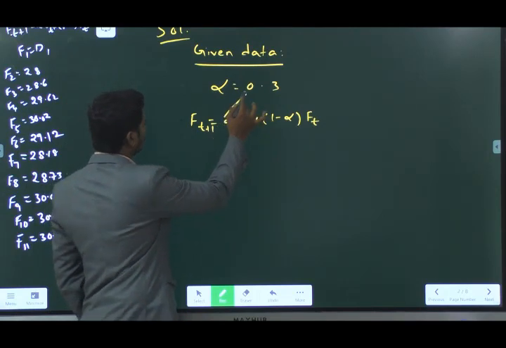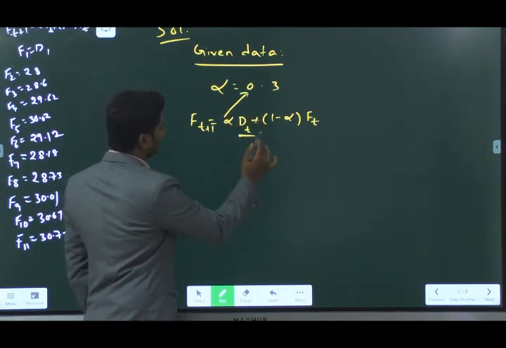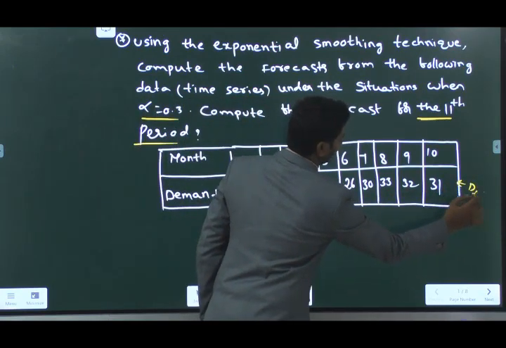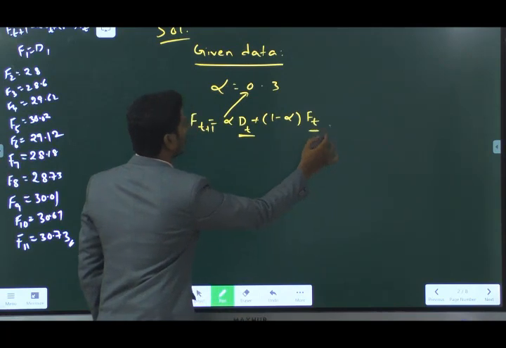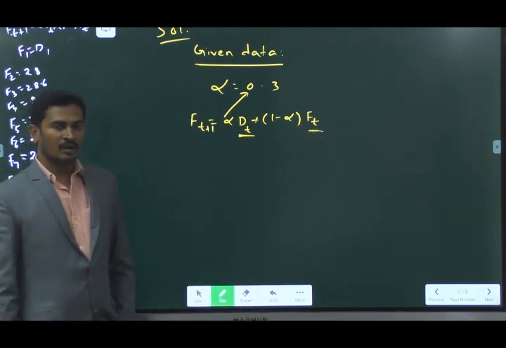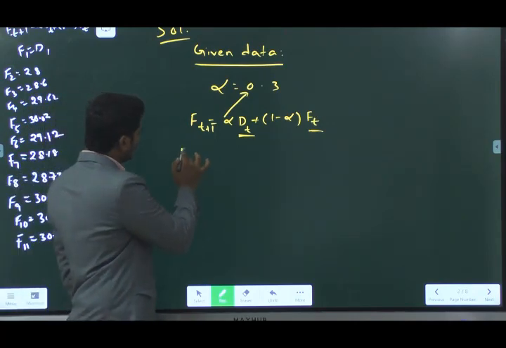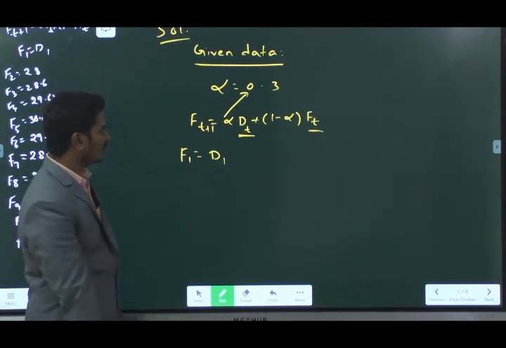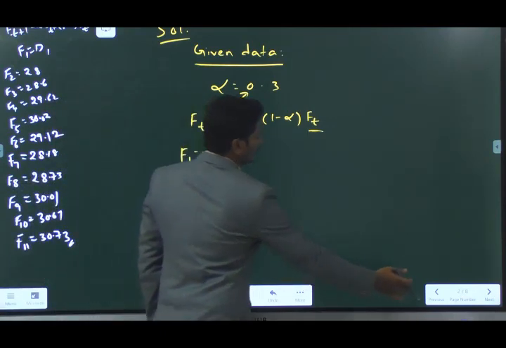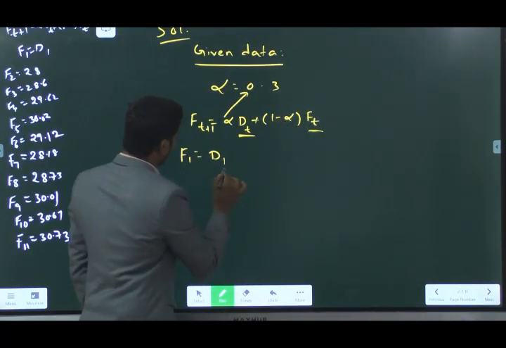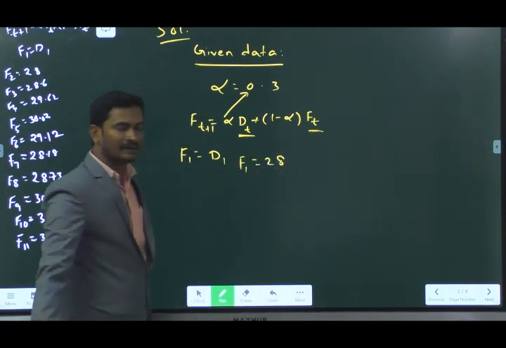Here the alpha value is 0.3, and the Dt values we know, as they are mentioned in the table. We don't know the Ft values, so we have to calculate them. We assume the forecast for the first month, F1, is equal to D1. D1 is 28, so F1 is equal to 28.